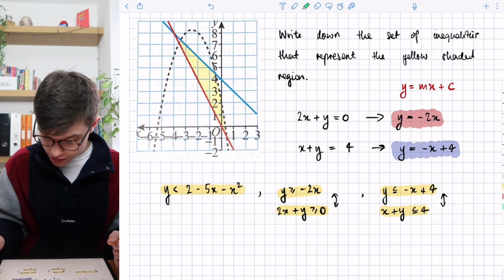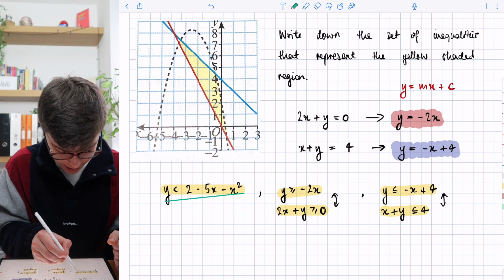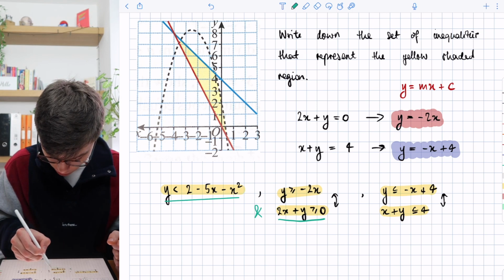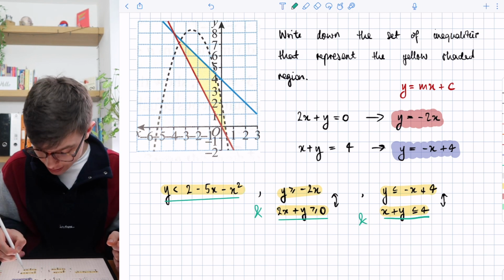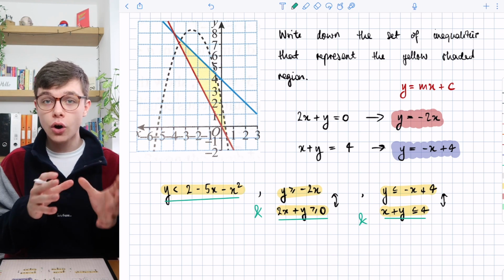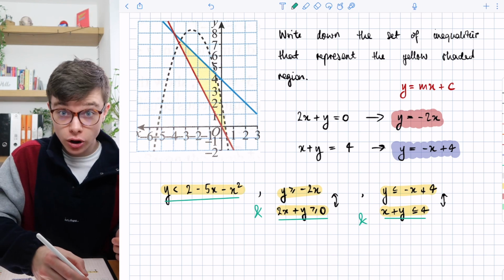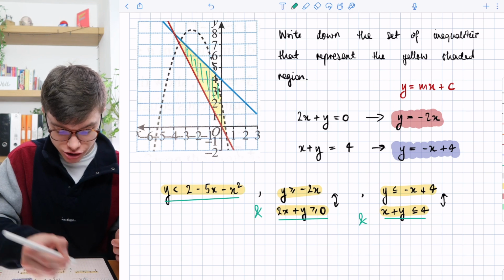I would give my answer as that inequality, and this inequality, and then that inequality. And they're ands because they all have to be true, or they all are true for this region here.